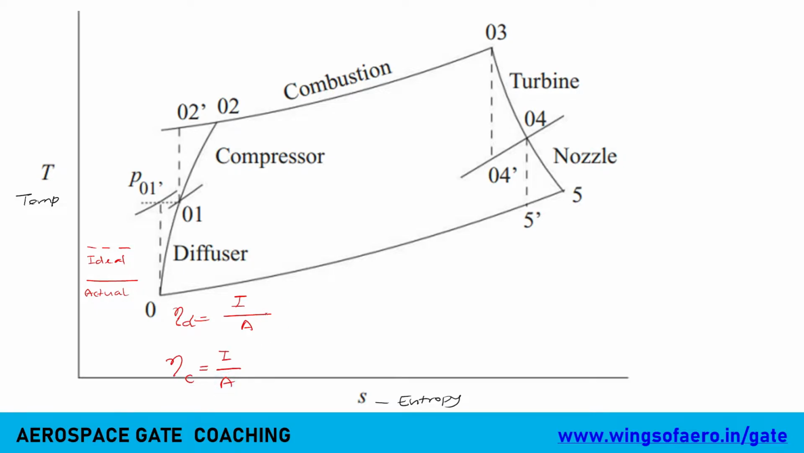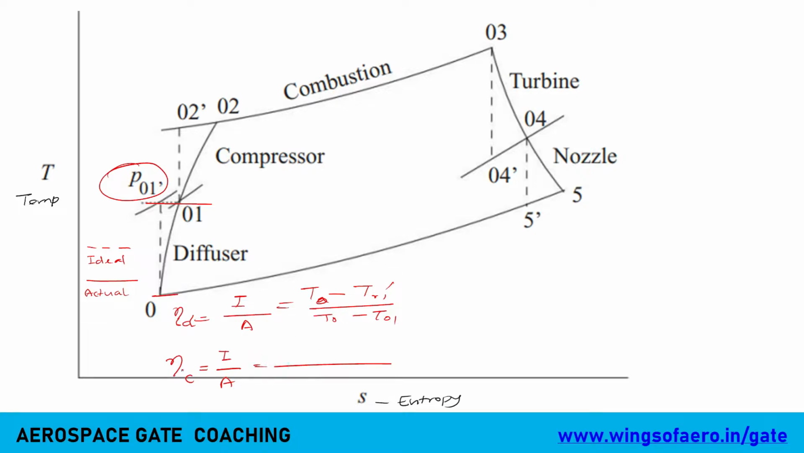Now what does it mean? The ideal change in temperature to the actual change in temperature. If I want to consider the diffuser, that means the change between this and this. Suppose I want to find it, I can say T0 or TA, anything. Ideal is represented by this prime. So T naught 1 prime by T naught 1. This will represent the efficiency of a diffuser.